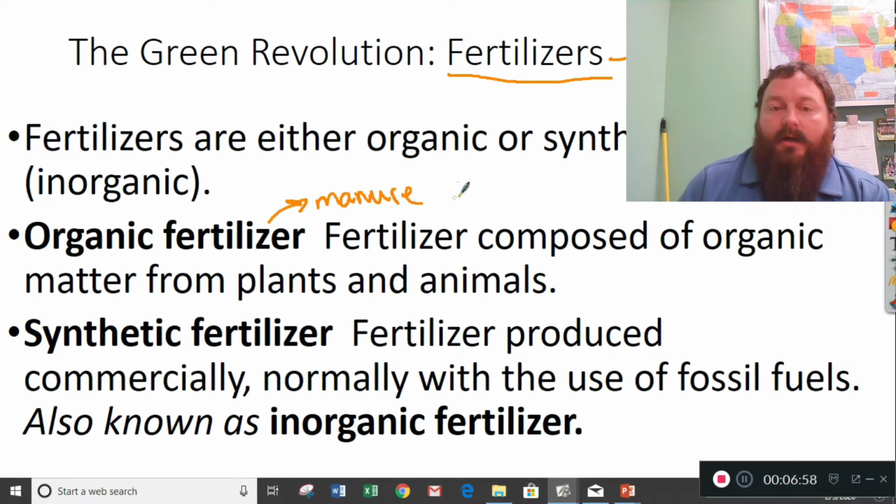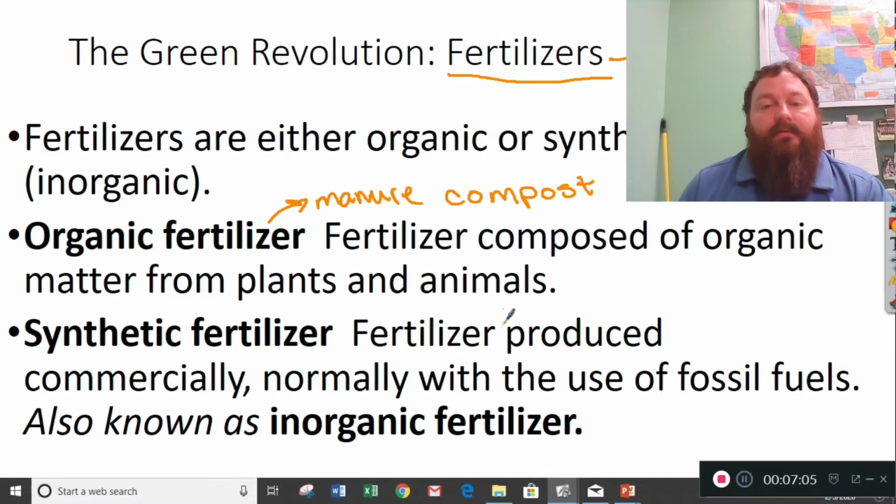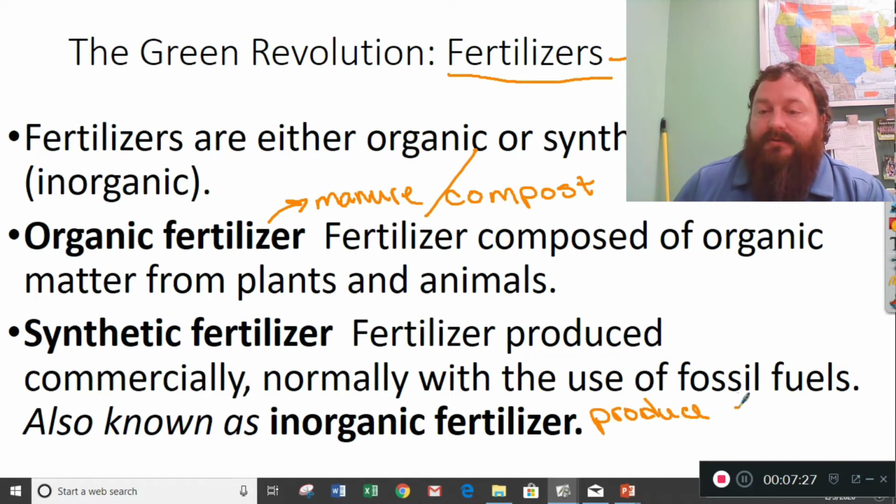We have manure, we have compost, anything that's a partially or completely decomposed material from plants and animals, that organic material. This is going to be high in nutrients, but it's not tailored specific to a type of nutrient. You're getting more of a generalized nutrition here. When we look at synthetic fertilizers, now we're able to produce them in a lab setting, and we're able to produce specific nutrients. So produce specific ratios of nutrients, I should say.